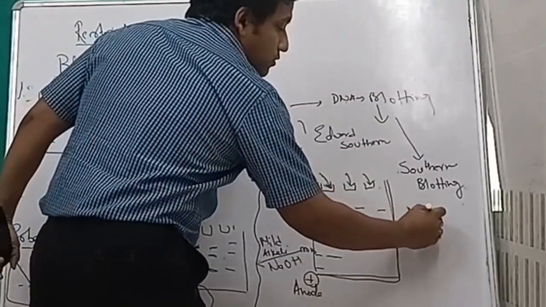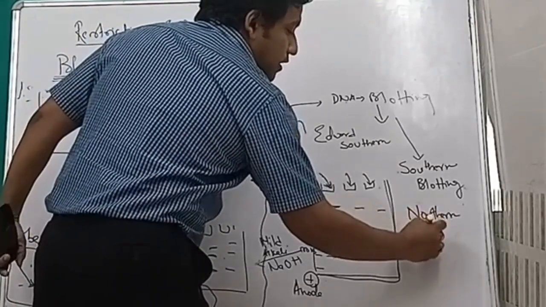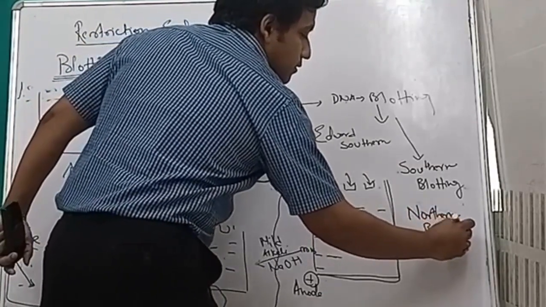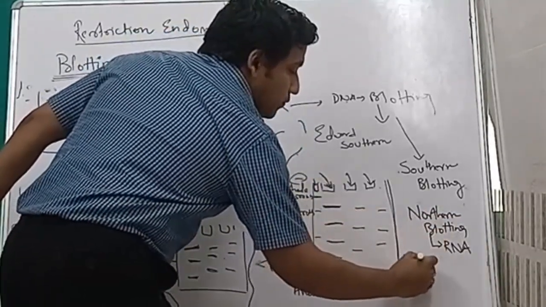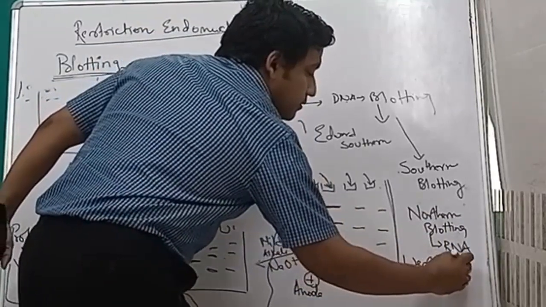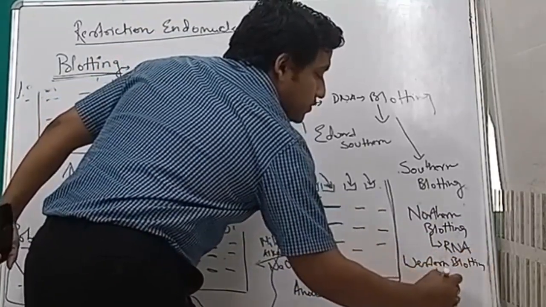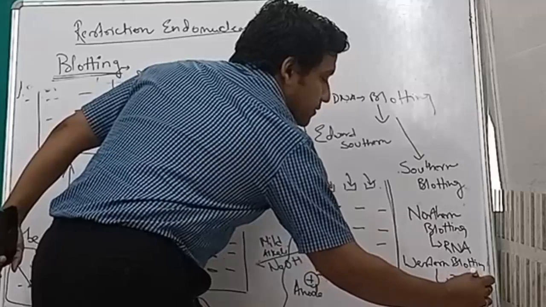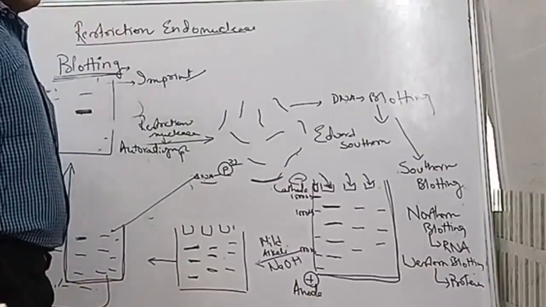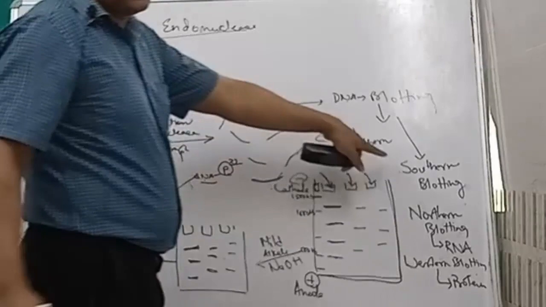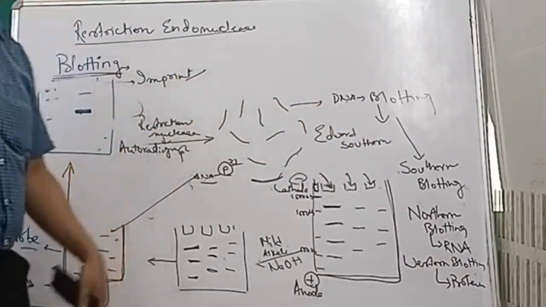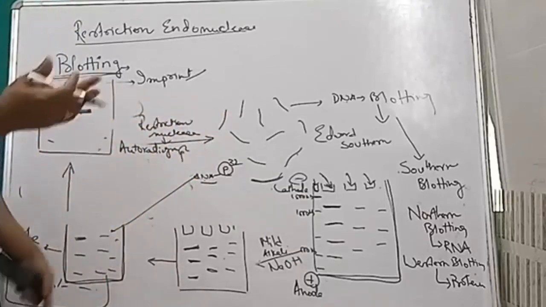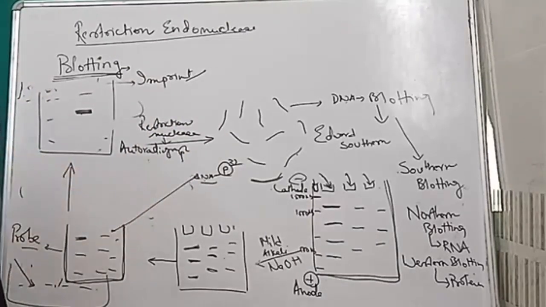We have also got Northern blotting, which is for RNA, and Western blotting, which is for protein. These Northern and Western are just like jargon, because Southern we can relate with the Edward Southern name, so the name Southern was given, but for the rest it was just jargon, Southern and then Northern, and that is used nowadays, so it has been kept like that.